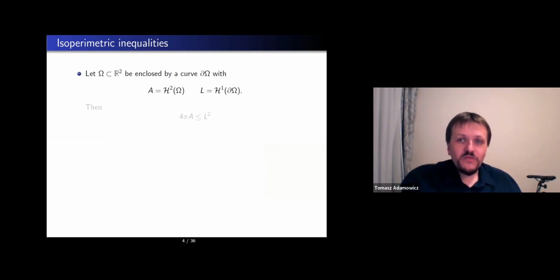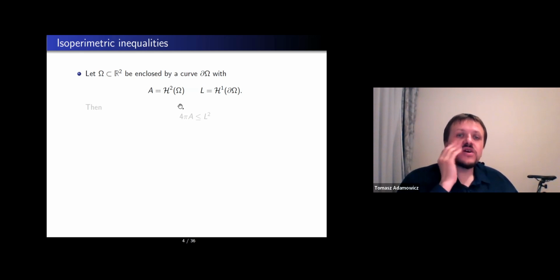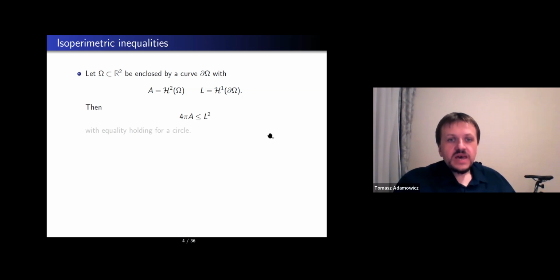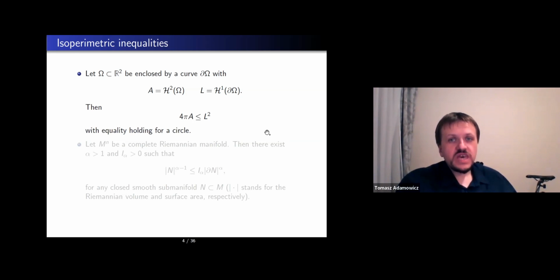But more in mathematical terms, let us recall what the isoperimetric inequalities are. And for this, let omega be a set in the plane enclosed by a curve denoted by boundary of omega. And by A, we denote the 2-Hausdorff measure of omega, and by L, the 1-Hausdorff measure of this curve. Then the isoperimetric inequality asserts that 4 pi A is less or equal than L squared. And the equality holds for a circle.